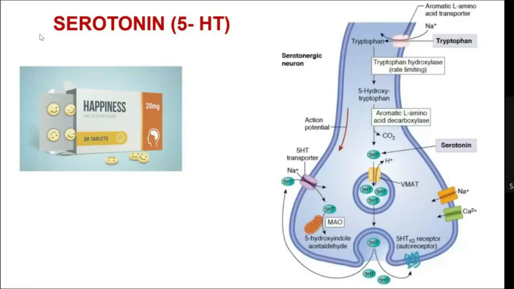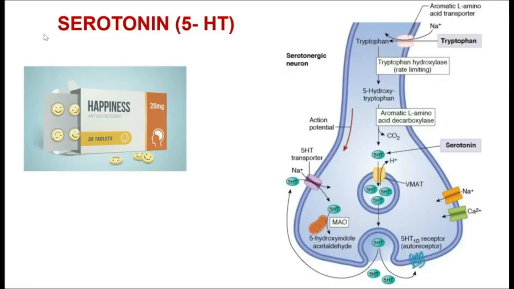So today we are going to learn about serotonin. We have to know that serotonin neurons, or serotonergic neurons, are located in the raphe nucleus. A few things you have to know: what is the other name of serotonin? The other name of serotonin is 5-hydroxytryptamine, or 5-HT.